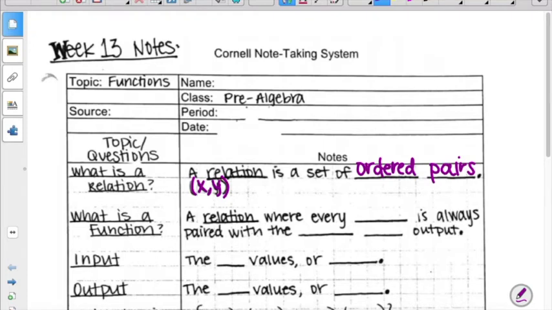A function is a certain type of relation where every input is always paired with the exact same output.